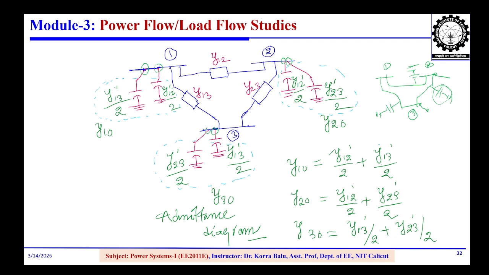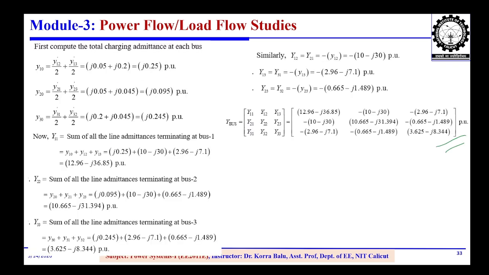Okay. So combining this, y13 dash by 2 plus y12 dash by 2 is equal to y10, then y30, and y20. So similarly, you see there y10 we can get from y12 dash divided by 2 plus y13 dash by 2, and y13 dash by 2 plus y23 dash by 2, and y12 dash by 2 plus y23 dash by 2, it will give the y10, y20, and y30. This is the simple admittance representation. So similarly, you can calculate the y10, y20, y30.